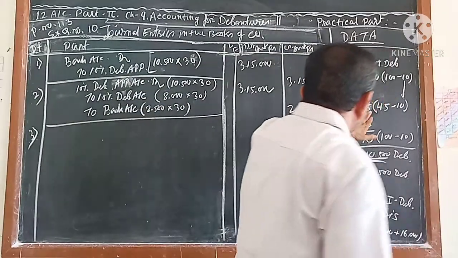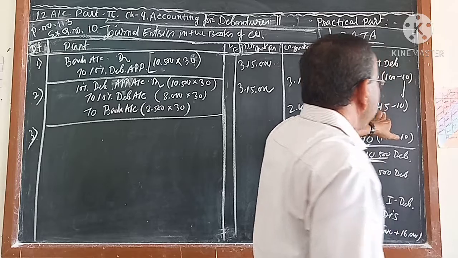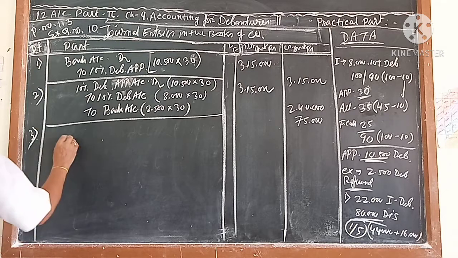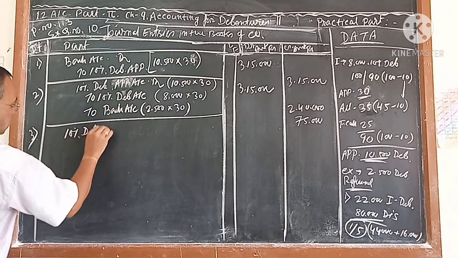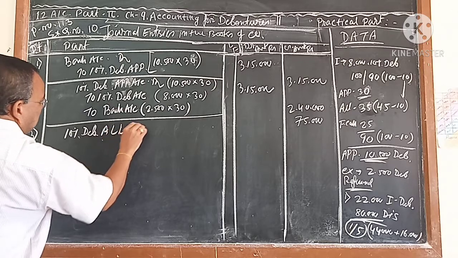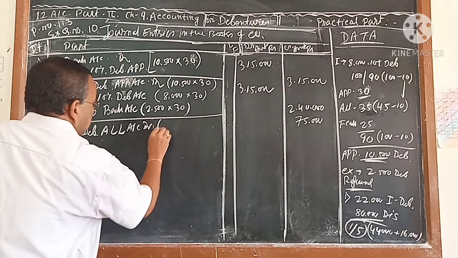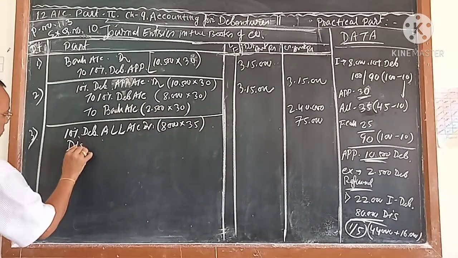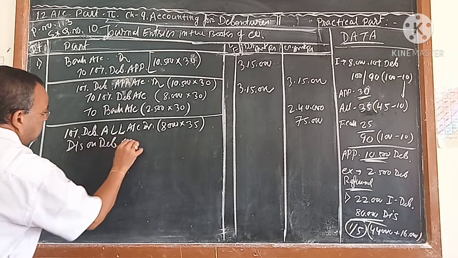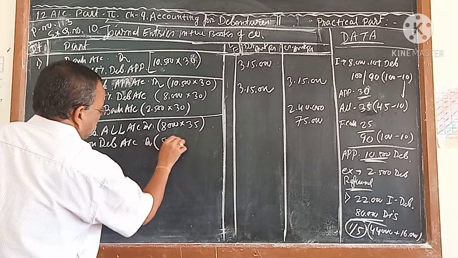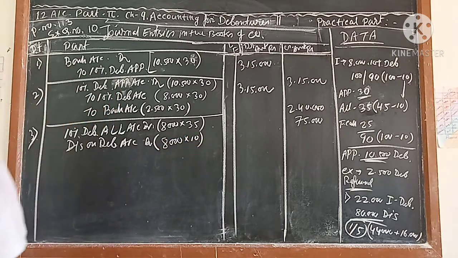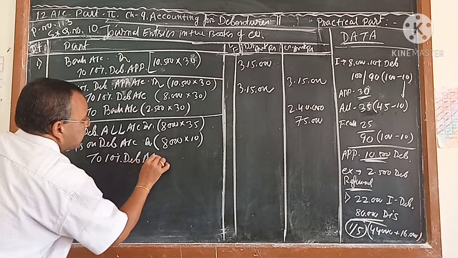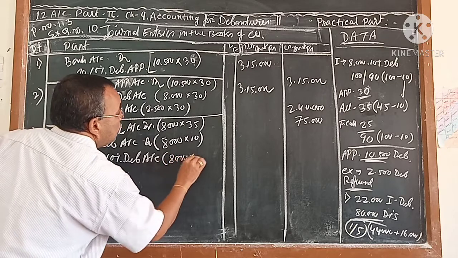Now we will pass the journal called allotment. Allotment we are going to call 35, but the allotment price was actually 45. 10 rupees discount we are going to give. 10% debenture allotment account debit, how much? 8,000 into 35. And the discount we are giving: discount on debenture account debit, how much? 8,000 into 10. To 10% debenture account, this is 8,000 into 45.